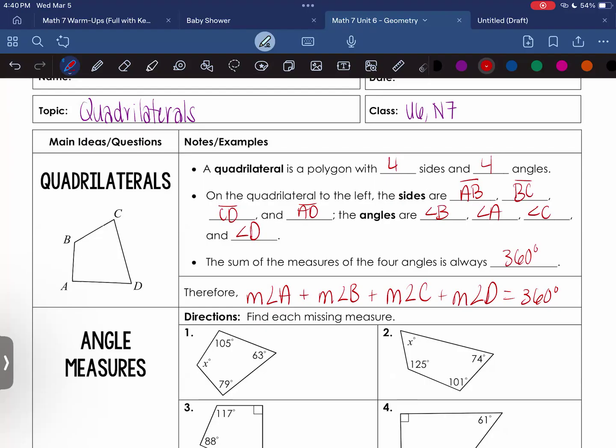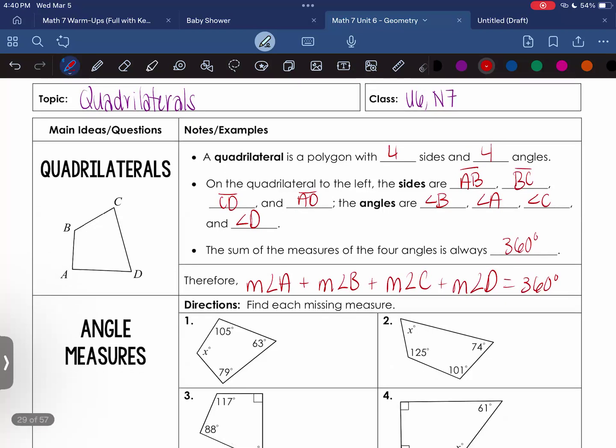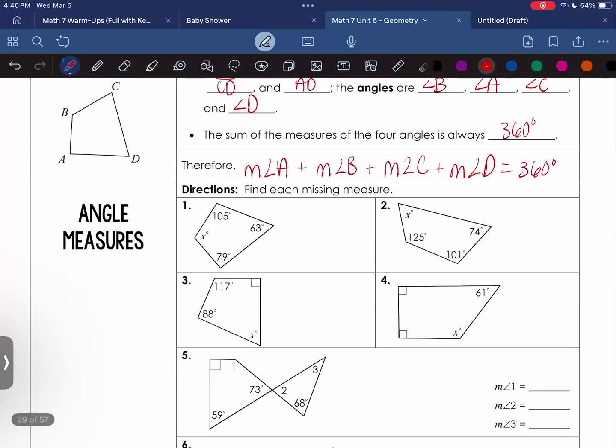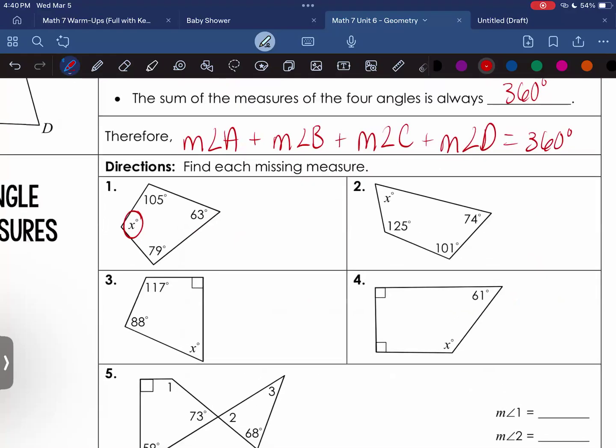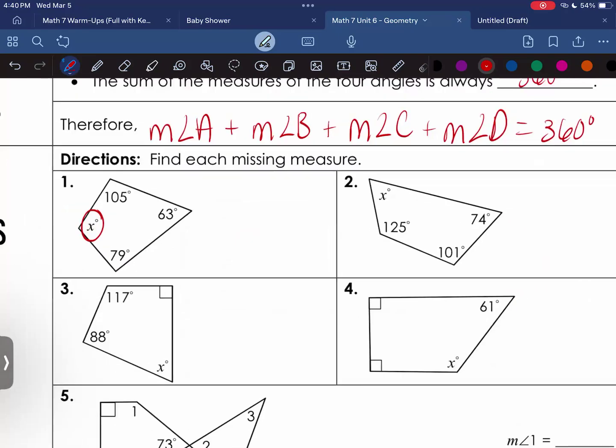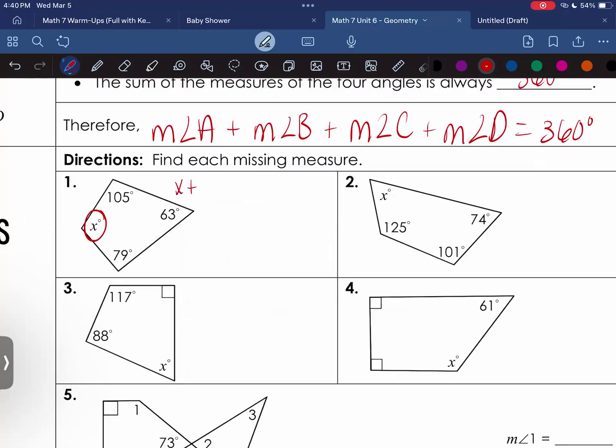So down below in our examples, we're going to set up equations, which you might be thinking you don't need to do, you can just do it quickly in your head and find the missing part, but when it gets to more complex stuff, we want to be able to set up those equations. So our equation to solve for x here, our missing angle, would be x plus all the other angles equals 360 degrees.